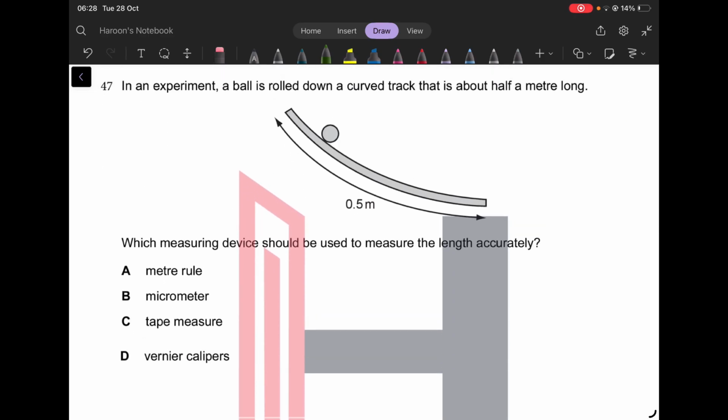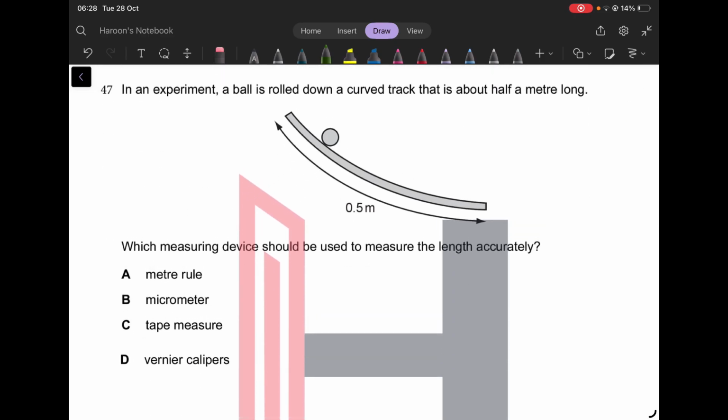In an experiment, a ball is rolled down a curved track that is about half a meter long. So half a meter is basically 50 centimeters.